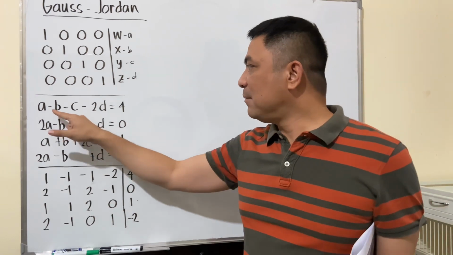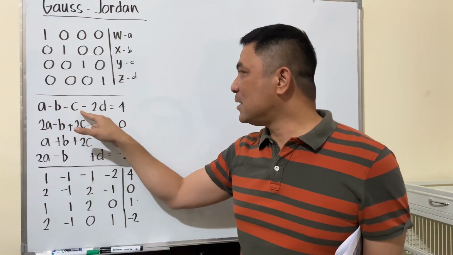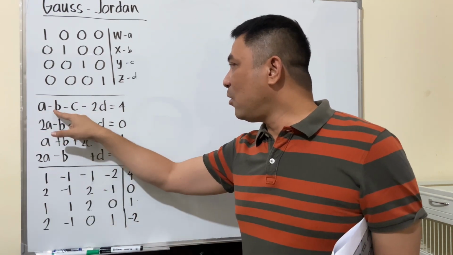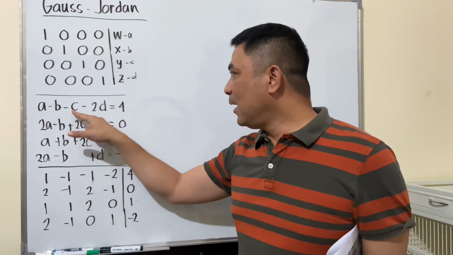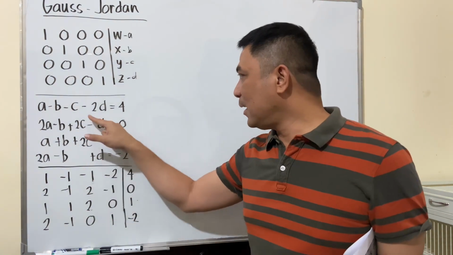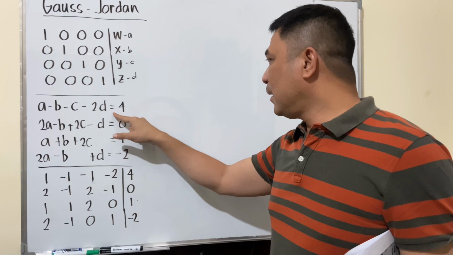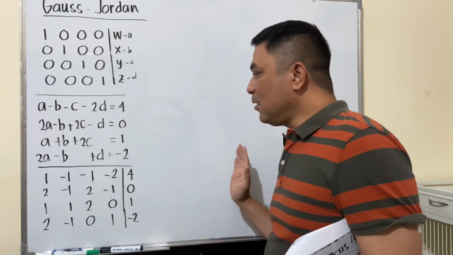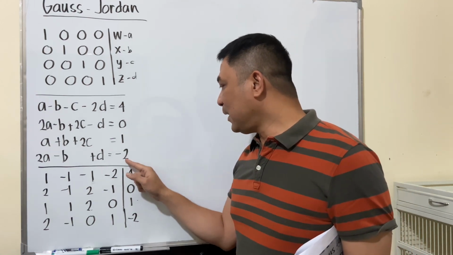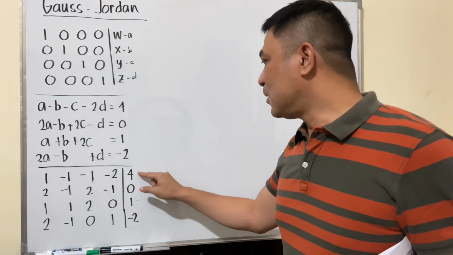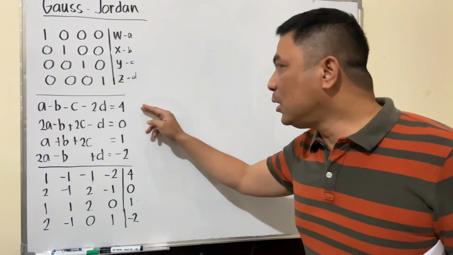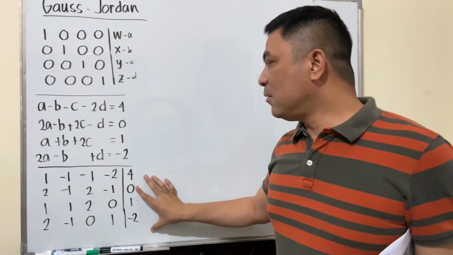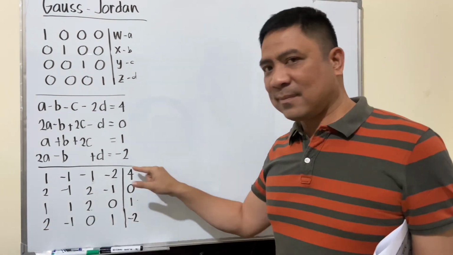In this case, you have A minus B minus C minus 2D is equal to 4. So the coefficient of A here is 1, the coefficient of B is -1, and the coefficients of C and D are -1 and -2. Then the constant should be at the right side of your matrix, separated by a line, sometimes a dotted line, so that is 4 here. You will do that for all the equations until you finally have something like this.